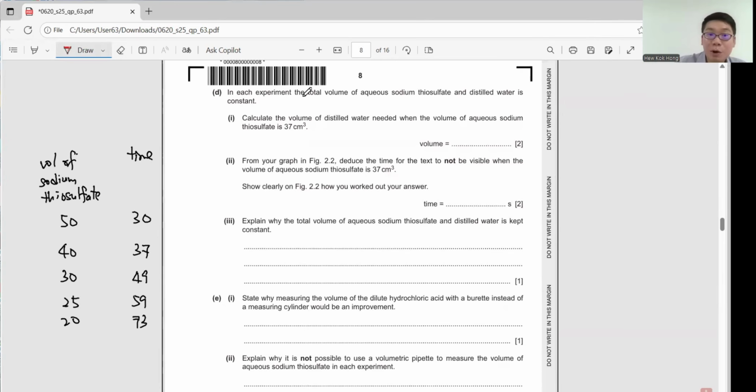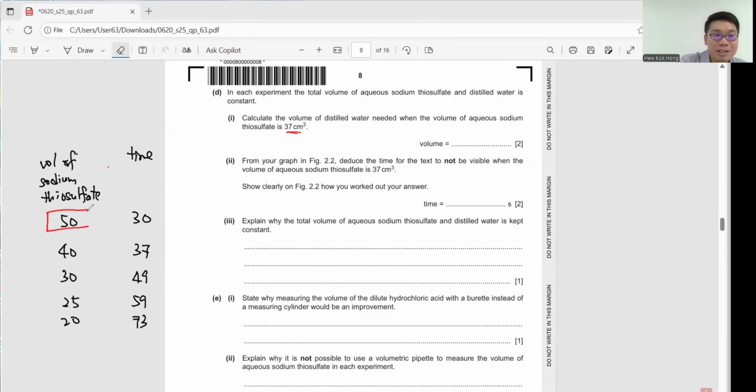D. In each experiment, the total volume of aqueous sodium thiosulfate and distilled water is constant. Calculate the volume of distilled water needed when the volume of aqueous sodium thiosulfate is 37, and everything needs to go back to a total of 50 cm cube. Then we just add another 13 cm cube here.